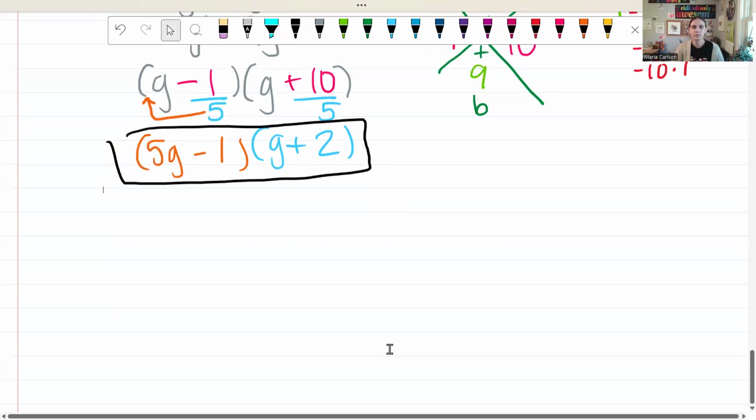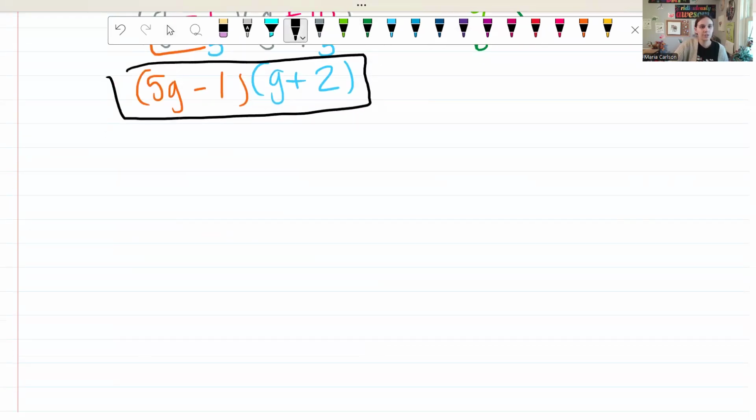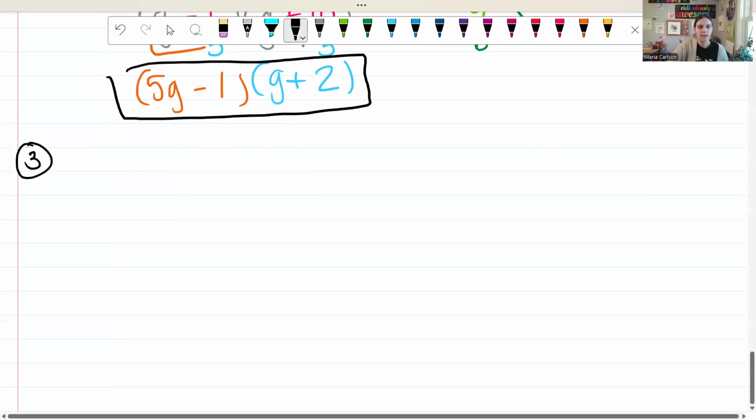One more, and this is the one I accidentally started to write last time. So example 3, factor completely.